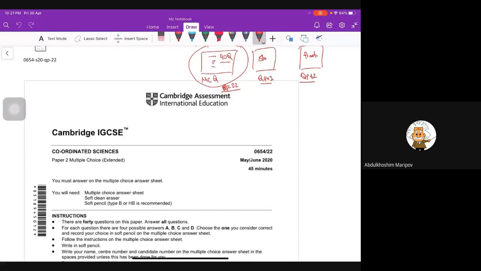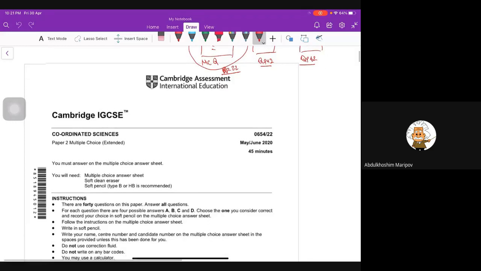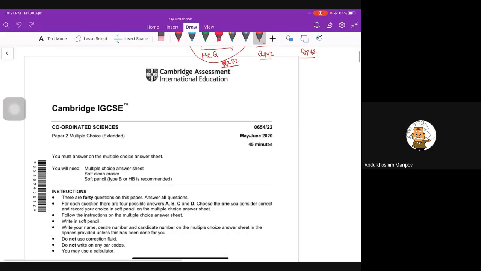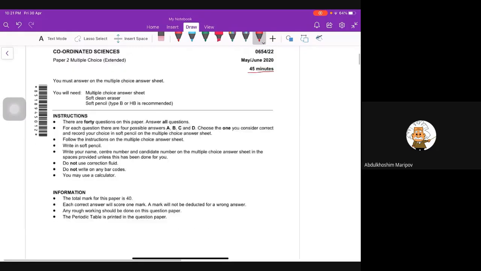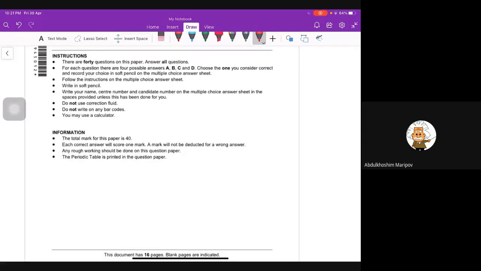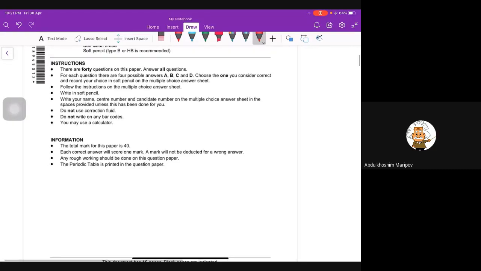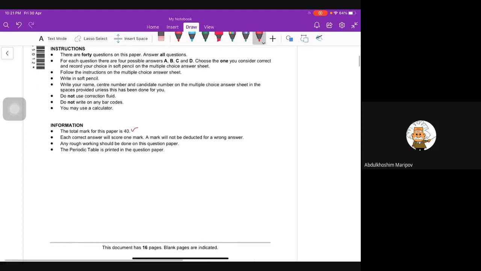All right, let's get started. So I just said the MCQ, you are given only 45 minutes, and the mock exam will be the same 45 minutes. There are 40 questions, and each question will have 1 point. Each correct answer will score 1 mark. The mark will not be deducted for wrong answers, okay?